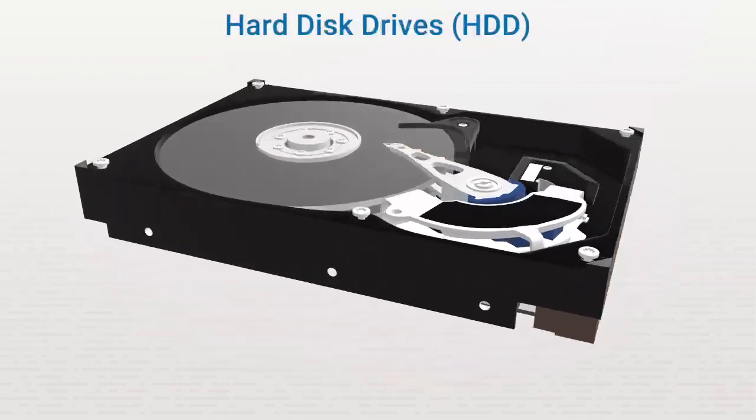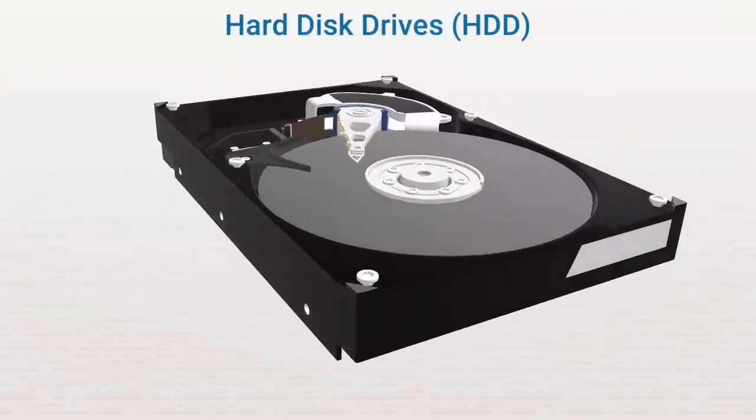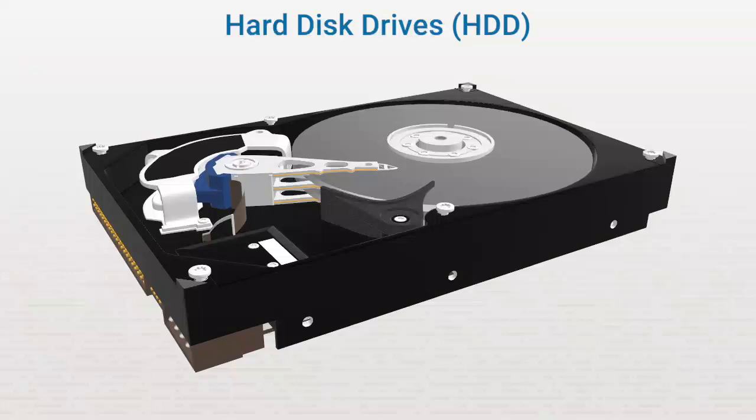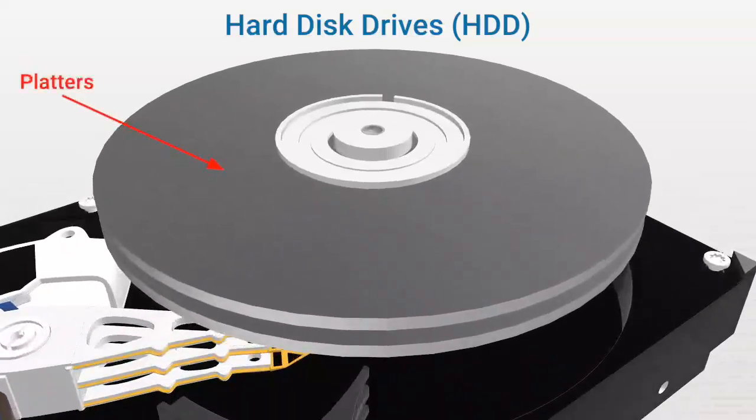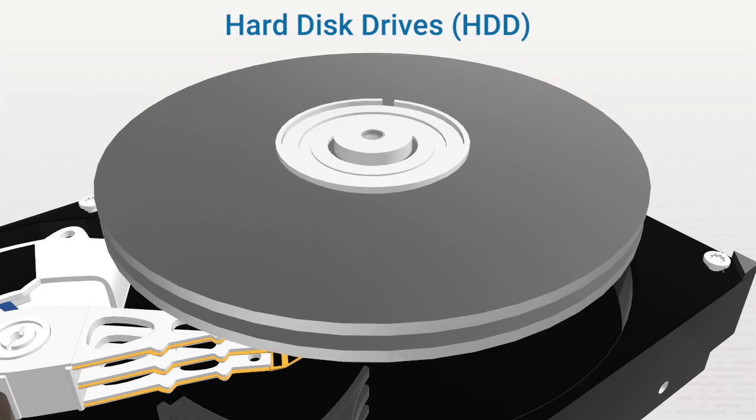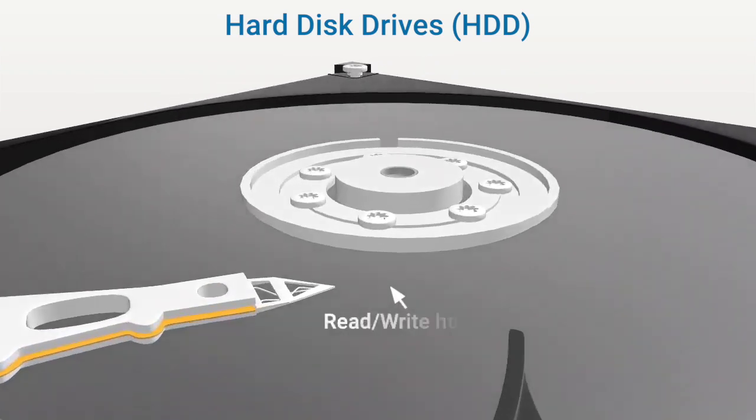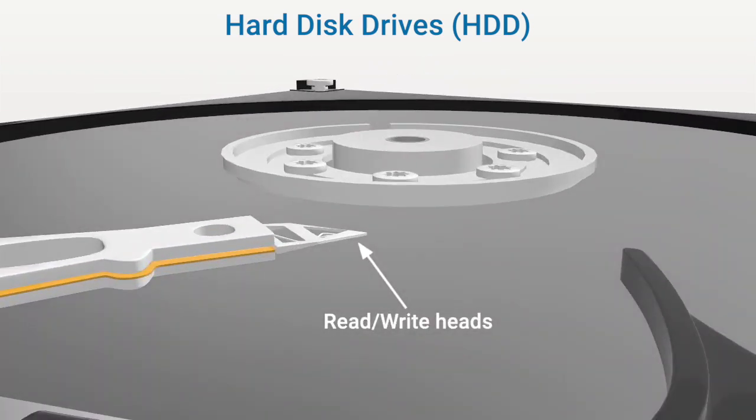This is what the inside of one looks like. The hard disk drive is composed of many different platters, aluminum disc coated with magnetic material that's magnetized and demagnetized to encode binary data. Over here, we have our read-write heads. These heads read and write information to and from the platter's surface.